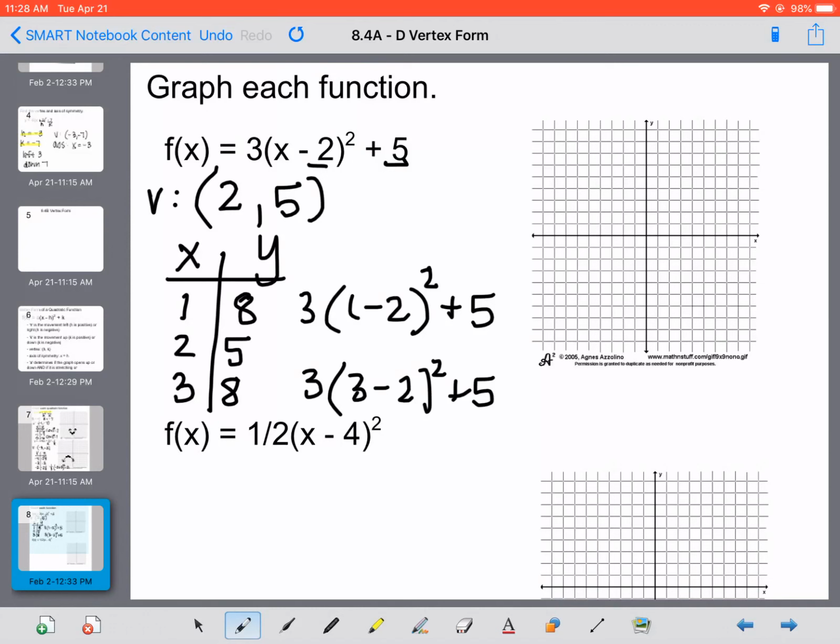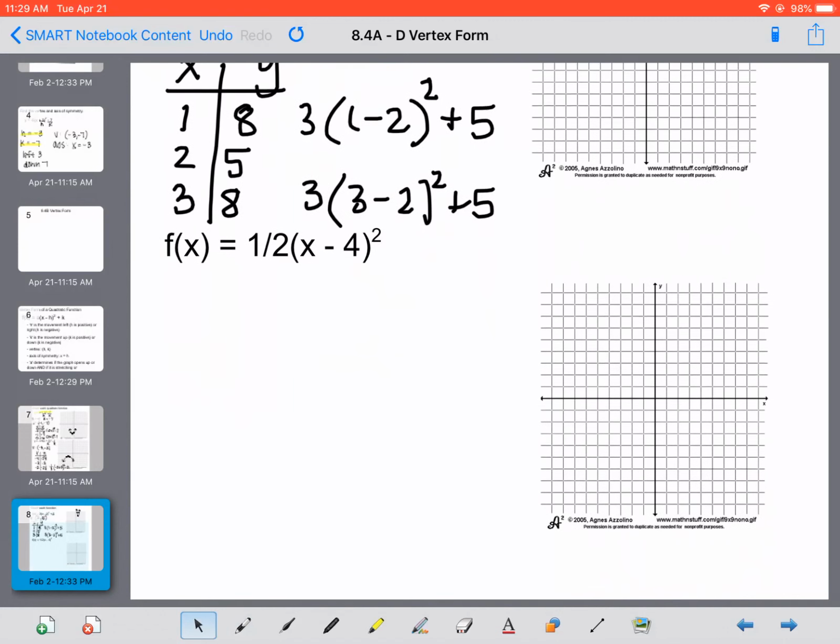And then all we need to do is plot those points. So if we plot our 2, 5, I'm going to go right 2 and up 5. So that's our vertex. And then 1, 8 is right 1 and up 8. And then our last one, right 3 and up 8. And there is our graph.